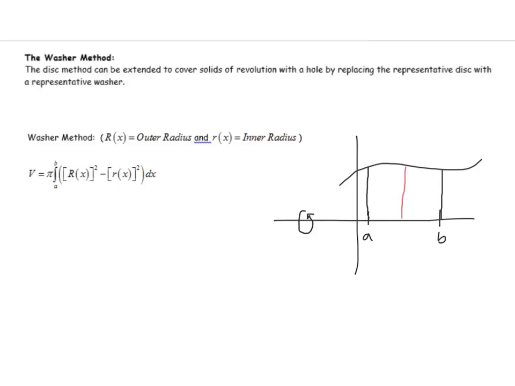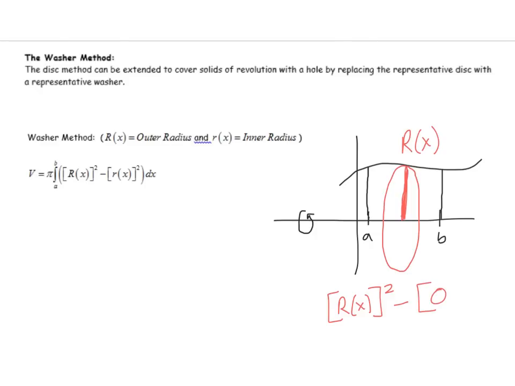Each radius of the disk is this length right here, and we called that capital R of x. Because it's a disk and not a washer, there's not a hole in the middle of it, we could have said the big R squared minus 0, because there's no hole in it, dx. Then if we integrated that from A to B, that would give us the volume. So this is the disk, a generalized form of the disk.